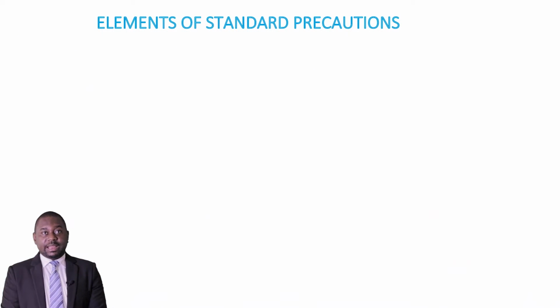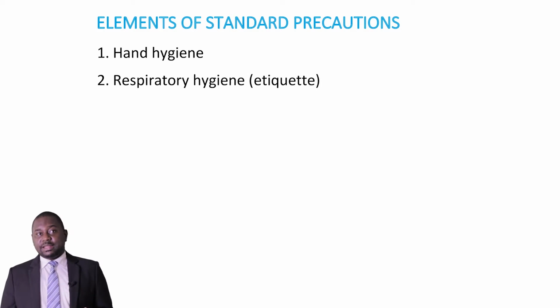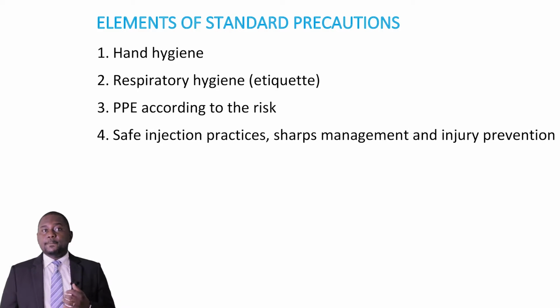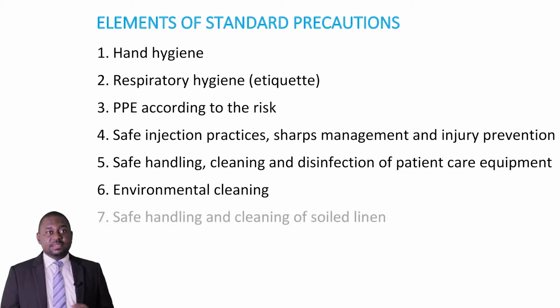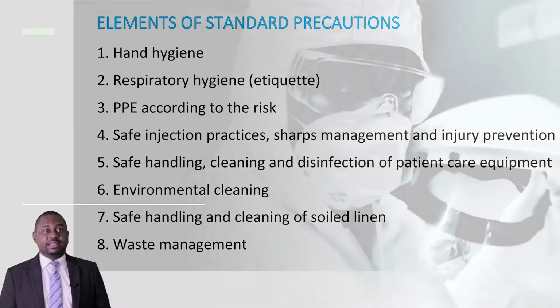We'll start by talking about the elements of standard precautions. We already know that hand washing is a major part. Very good hand washing, respiratory etiquette, PPEs used according to the risk or according to the activity that you are doing, safe ways of discarding sharps, injury prevention, safe handling, cleaning and disinfection of patient care equipment, environmental cleaning, safe handling and cleaning of soiled linen, and waste management. All of these are standard precautions that would help prevent the transfer of any disease, including COVID-19.